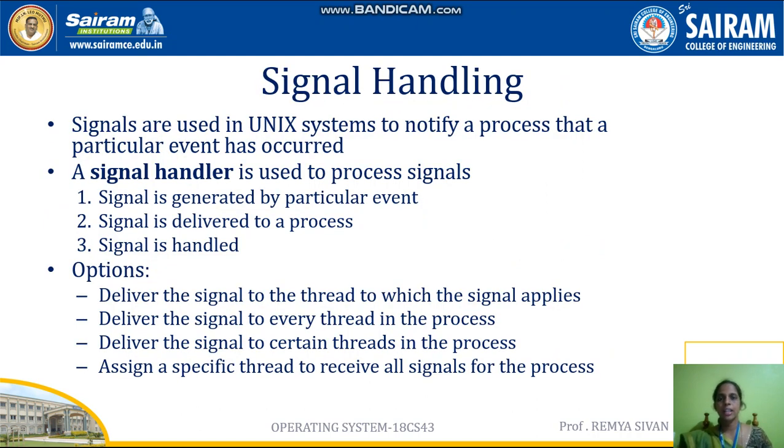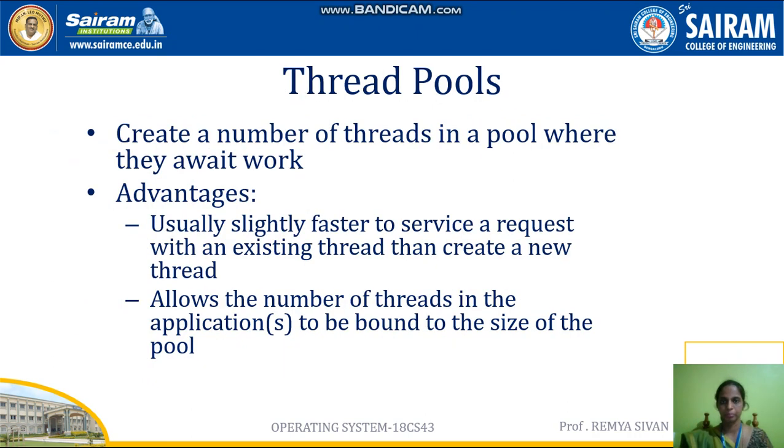And the next issue is regarding signal handling. Signals are used in a Unix system to notify a process that a particular event has occurred. The general method for signal handling is that a signal is generated by a particular event, that signal is delivered to a process, and that process handles the signal. But in a threaded process there will be many threads in a process, right? So there are different options. Either deliver the signal to the thread to which the signal applies, or deliver the signal to every thread in the process, or deliver the signal to certain threads in the process, or assign a specific thread to receive all signals for the process. There are different options to handle that signal.